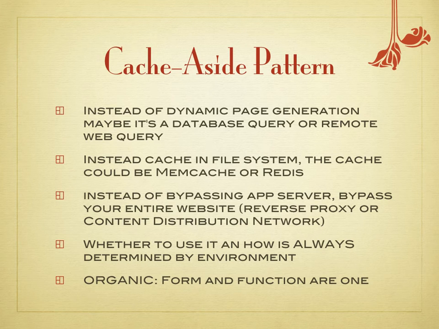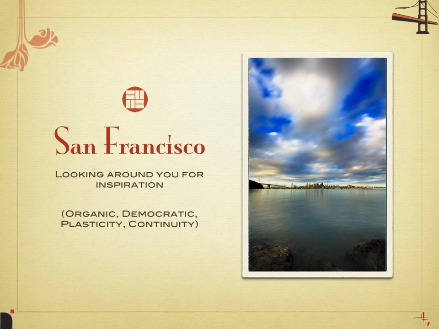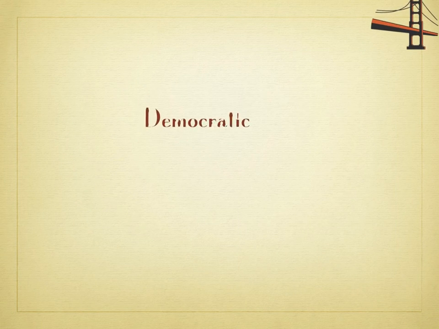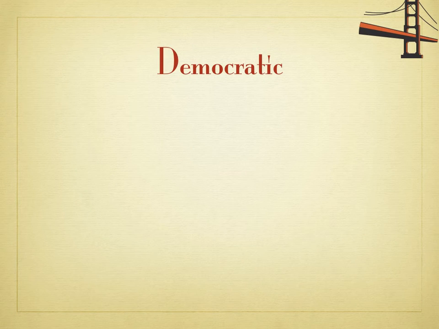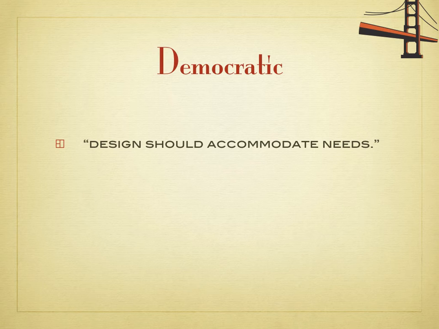Whether to use it and how is always determined by your environment, right? Now we have fast memory, so our site caching wouldn't use the file system, as an example. So that covers the funky caching symbol. Now the other term, democratic. I'll use the Golden Gate Bridge. Design should accommodate needs is what democratic means.